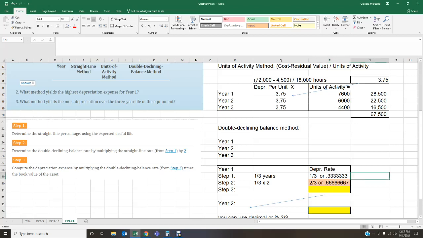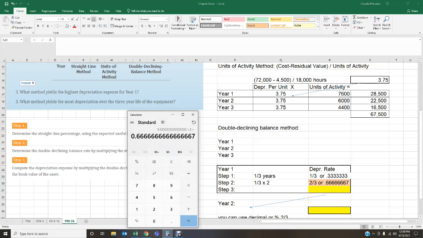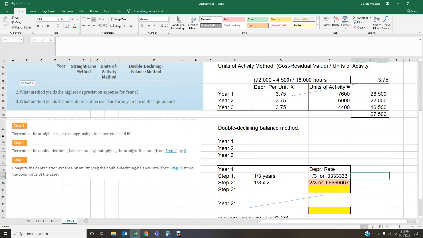To me, it's more accurate to use a fraction, because sometimes students, unless you're doing the calculation in the actual calculator like this and you don't delete it, you won't have any issues. Then compute the depreciation expense by multiplying the double declining balance rate times the book value of the asset.